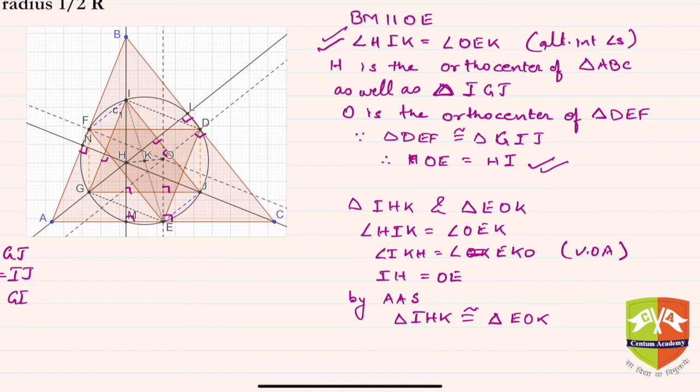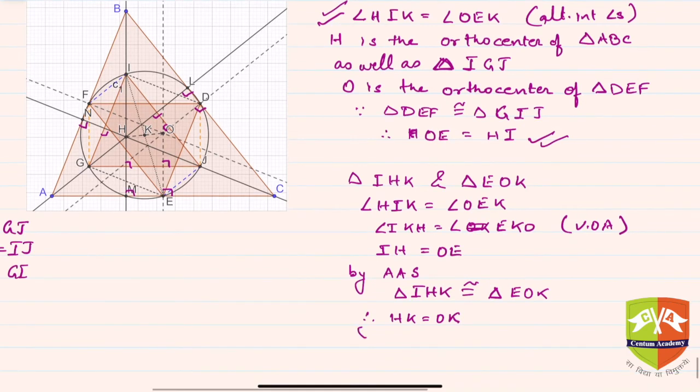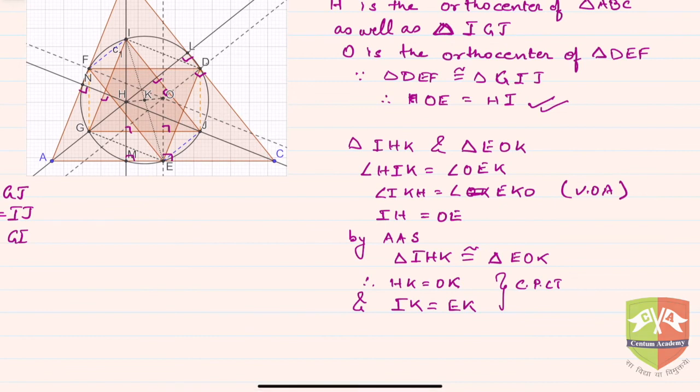Right? That means, therefore, I can say HK is equal to OK, and IK is equal to EK, both by CPCT. So what does it prove? It proves, first of all, that K is the midpoint of HO. And what was HO? H is the orthocenter and O is the circumcenter of triangle ABC, if you notice carefully. So K is the midpoint of HO and K is the midpoint of IE.